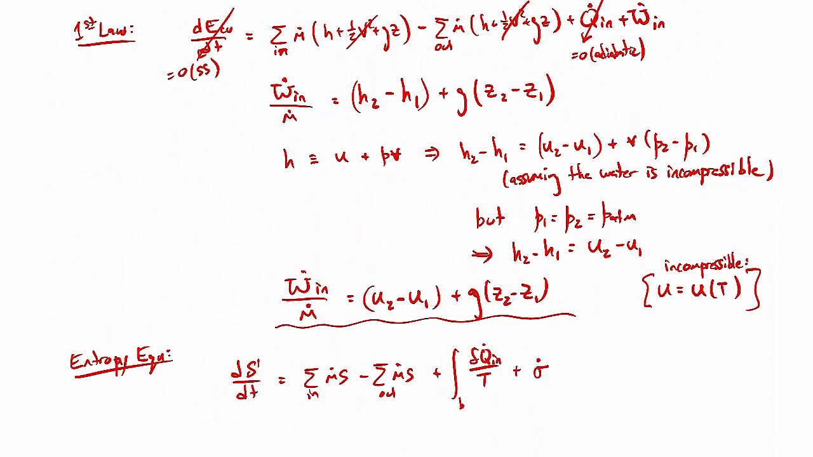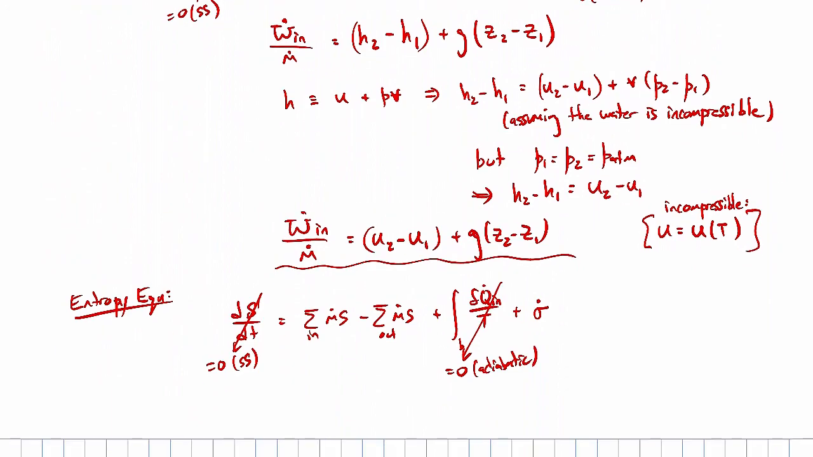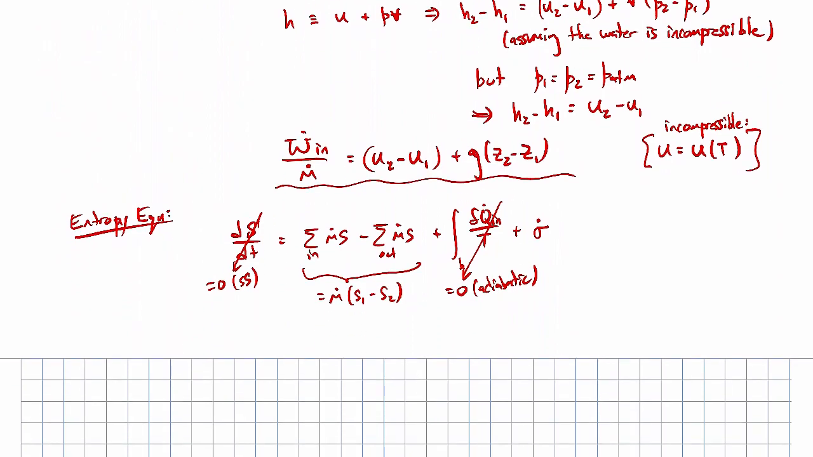Okay, so that's being applied to the same control volume. We said that this was operating at steady state. It's adiabatic. And we have one inlet and one outlet, so this term is just m dot (S1 minus S2). So then when we simplify it, we get sigma dot is equal to m dot (S2 minus S1).